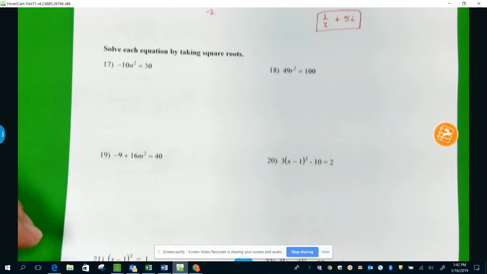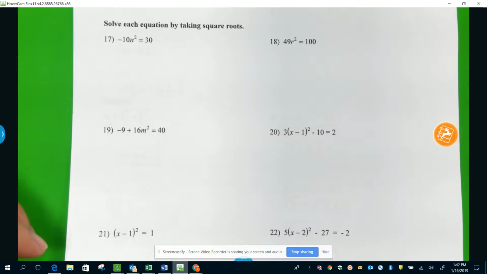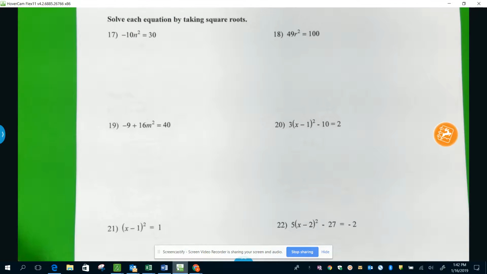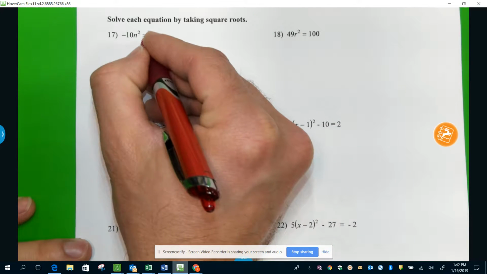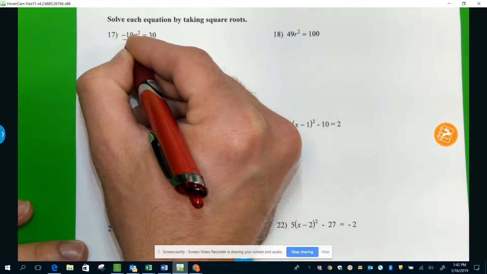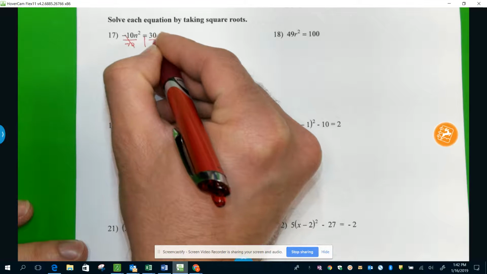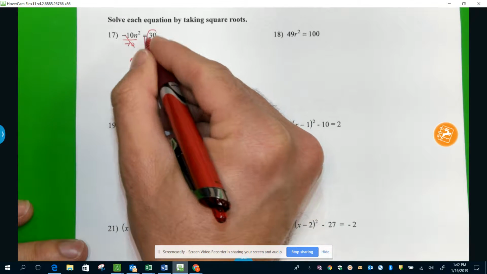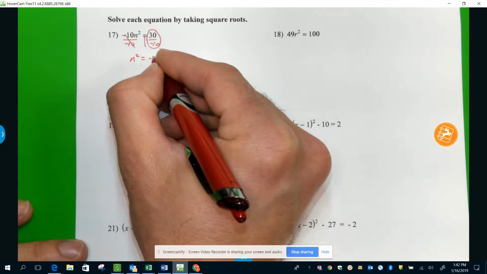Okay, and the last section here is going to be 17 through 22, solve by taking square roots. Remember our rules here, you have to isolate your squared term first before you take your square root. So here, I've got to get my n squared alone. Since my negative 10 is attached to the n squared, I've got to divide by negative 10. So I've got n squared equals 30 divided by negative 10, which is negative 3.